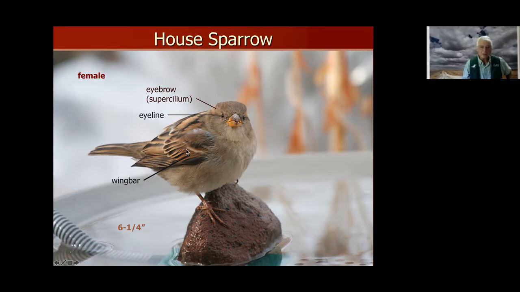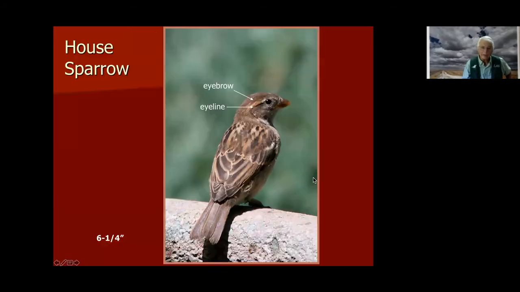This one looks like it has kind of a faint wing bar too. Notice, remember the male had a dark black beak. The females have this kind of orangish to yellowish on the lower mandible, sometimes also on the upper mandible, but sometimes the upper mandible turns brown or black.